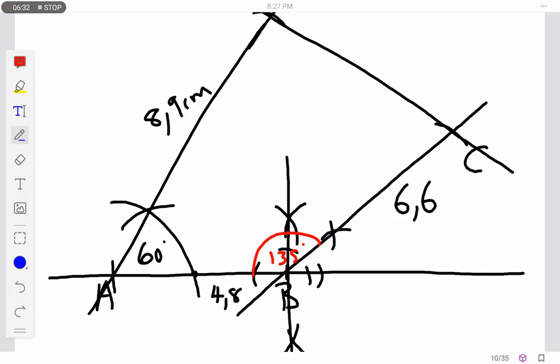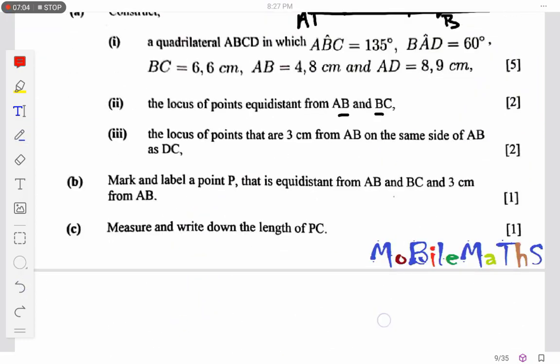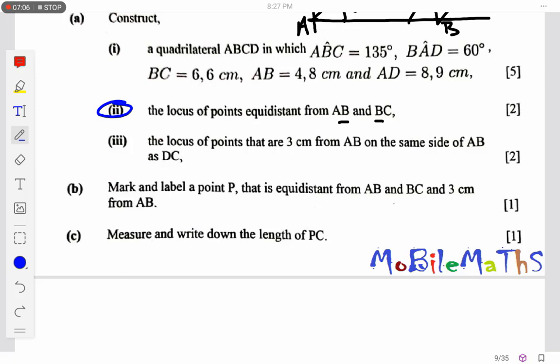So bisecting that, you can just open your compass, then you go in between again from this point and also from this point there, then you draw like that. So our bisector will come like this. This is the bisector of this angle. When you do this, this angle formed should be equal to this angle on that side. Fine, we are done with this part. Let's move on to the next one.